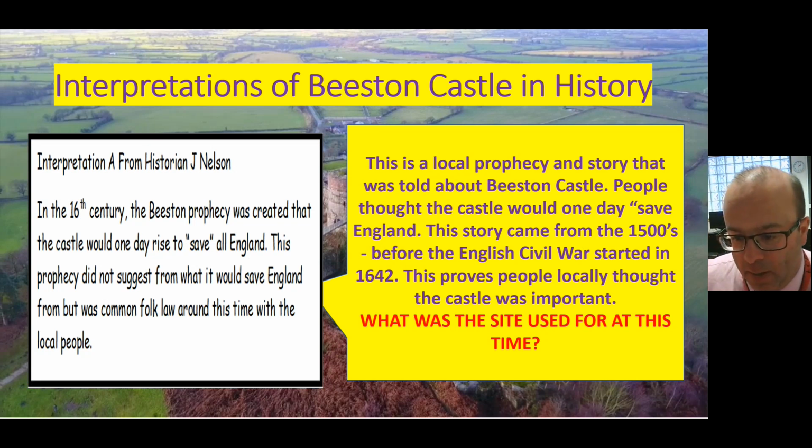There was another interpretation. This was a sort of prophecy that predicted that one day Beeston Castle would save England. It would rise up and play an important role in saving the country. This came from the 1500s, before the Civil War. People before the Civil War thought Beeston Castle, when it wasn't in use, when it was in decline in the 1500s, when it was completely unused, felt that this castle would one day rise up and save England.